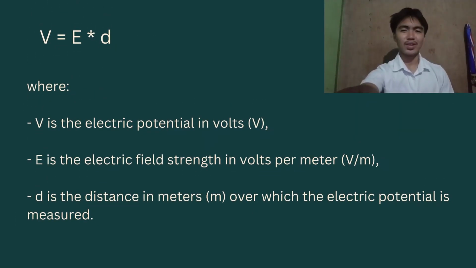And now, we can relate electric potential and electric field by using this formula, which is V equals E multiplied by D, where V is the electric potential in volts, E is the electric field strength in volts per meter, or V/m, and D is the distance in meters over which the electric potential is measured.